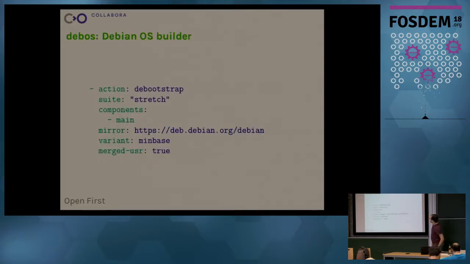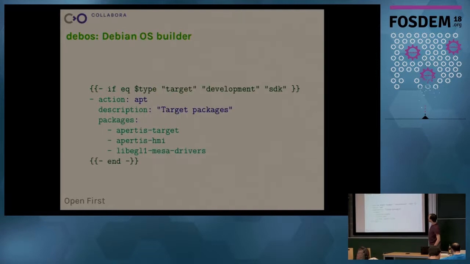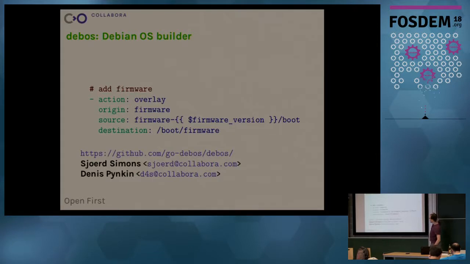Debos is a tool written in Go, which is basically a Debian OS image builder. With Debos, we split the build process into stages in a YAML file, and every stage does its own thing. And you can use templates similar to Jinja 2, basically, and select parts of it depending on the type of the image. It's a really cool tool, and here you can read more about it.